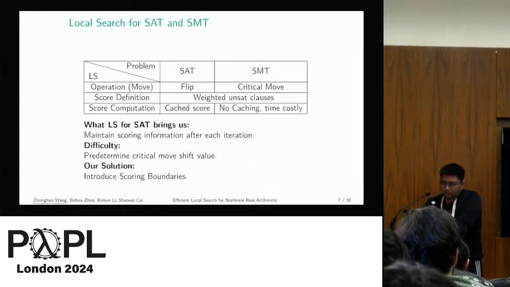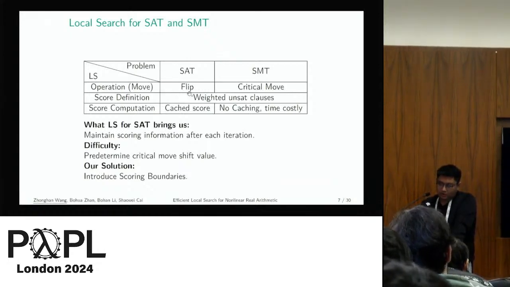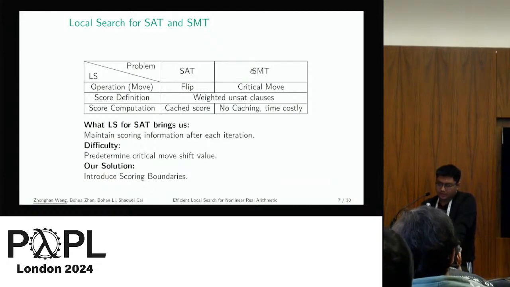Here is a table of the differences between SAT and SMT solving. In SAT solving, operation usually means flip. It means we change some true values to false values and false values to true values. However, in SMT, we all know that arithmetic values don't have true or false values, and we can only move them to some critical values to make the literal, or obviously the polynomials, change their signs. The score definition is the same for SAT and SMT local search. It is the sum of weighted unsat clauses.